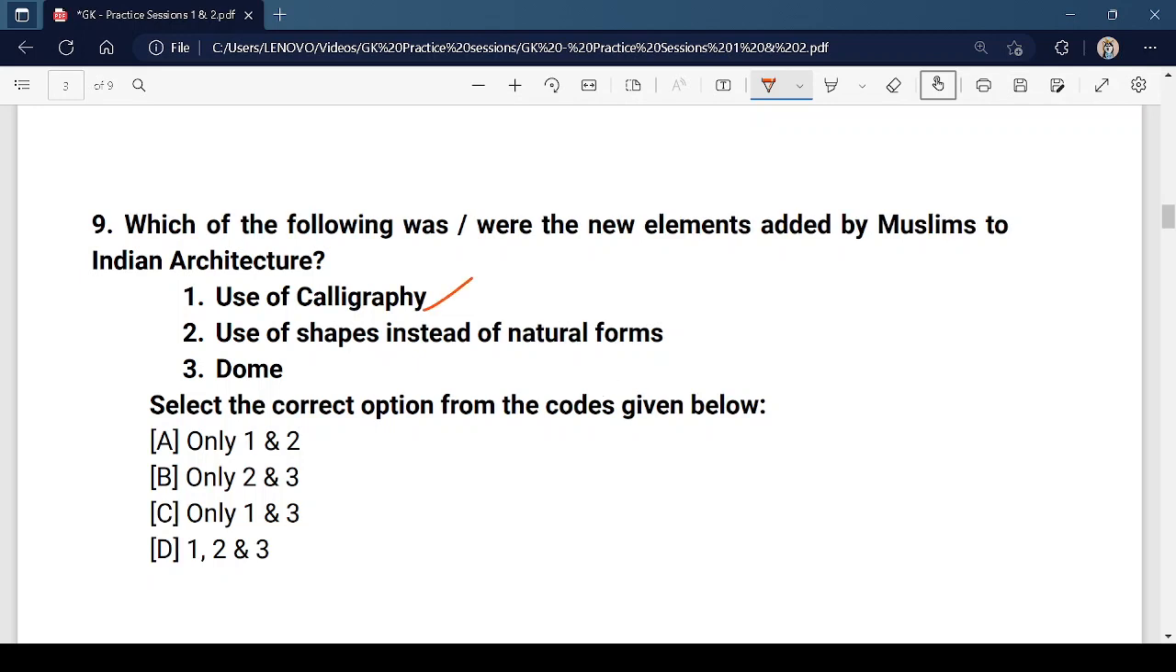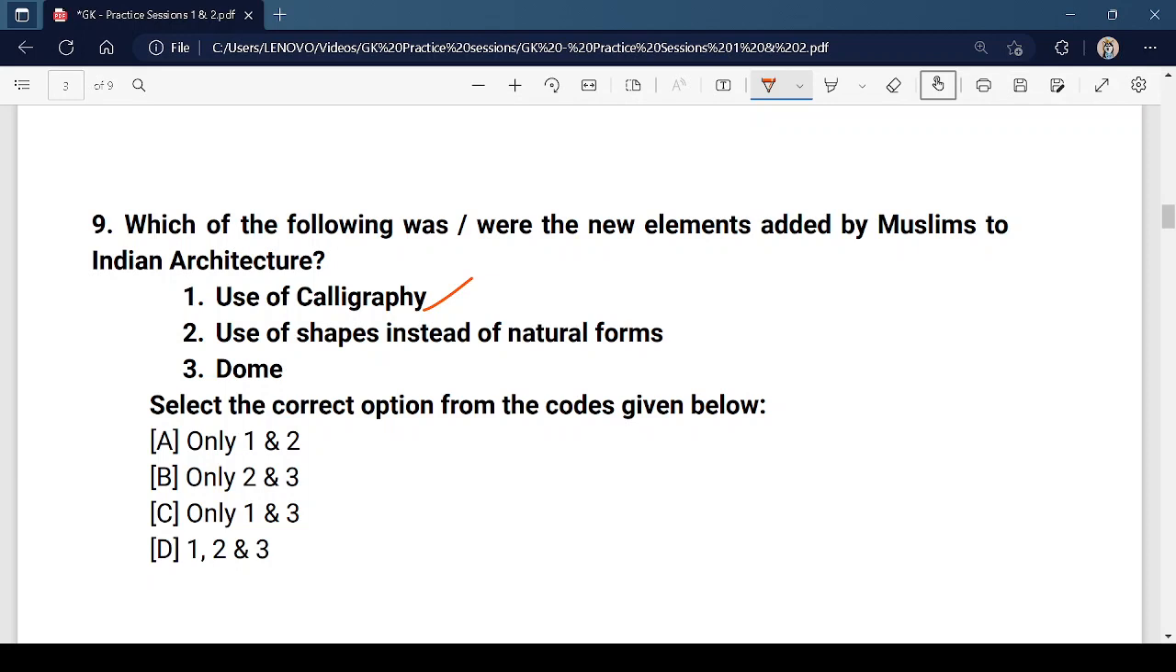Like as you all know, calligraphy is the art form of writing, mentioning on the walls, anything. That is calligraphy. And when it comes to shapes instead of natural forms, it means using different shapes like crescents, triangles, or any shapes in normal architecture.